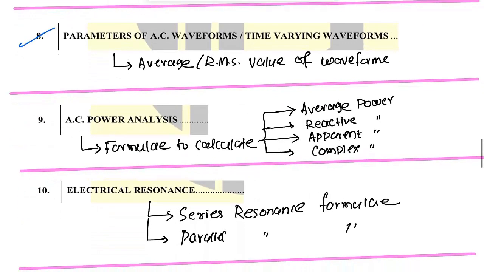Coming to the AC power analysis. Basically this topic is a formula based topic, students. A network will be given to you and you will be asked to find the average power, reactive power, apparent power, complex power. These are different kinds of power we speak about in the AC topics. For each power calculation, we have some specific formula. You should know the formulas, and how to use them.